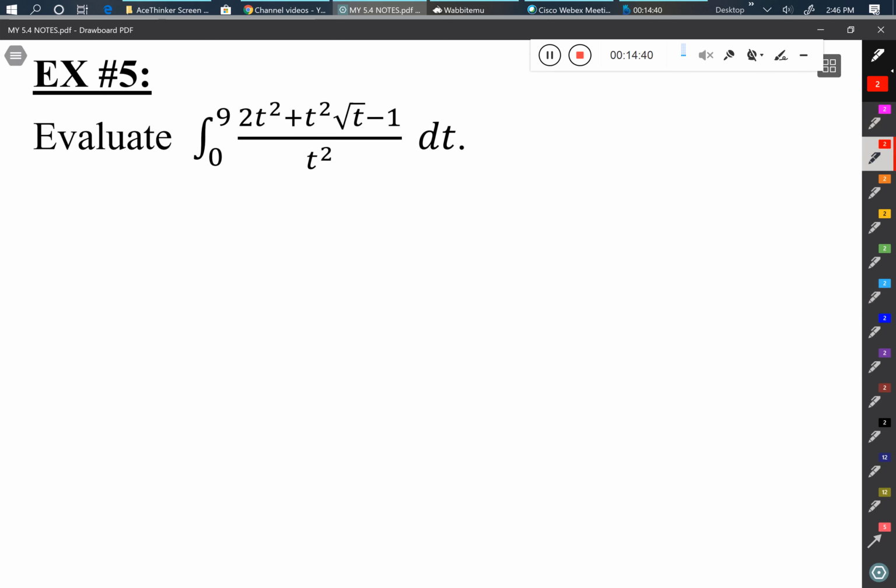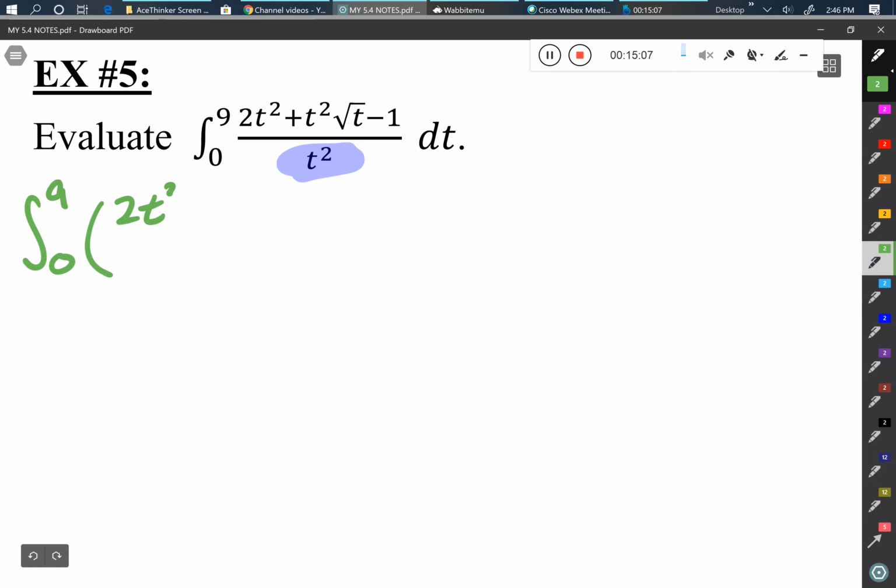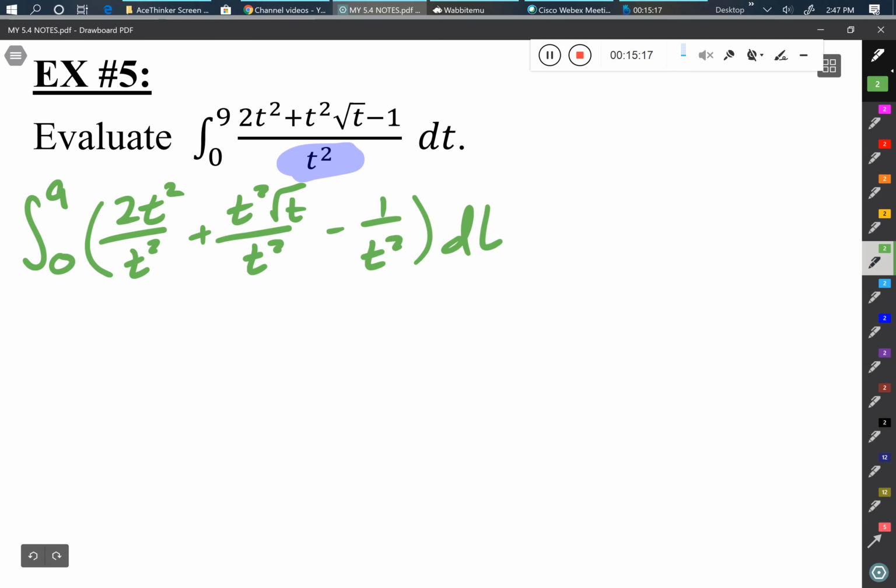2t squared plus t squared times root t minus 1 over t squared dt. I don't know what to do with that, but I recognize something that I've seen before. My denominator is a monomial. And whenever my denominator is a monomial, what that means is I can then rip this thing apart, clean up each fraction, and hope that helps. So let's take a look. This could be thought of as the integral from 0 to 9 of 2t squared over t squared plus t squared root t over t squared minus 1 over t squared dt.